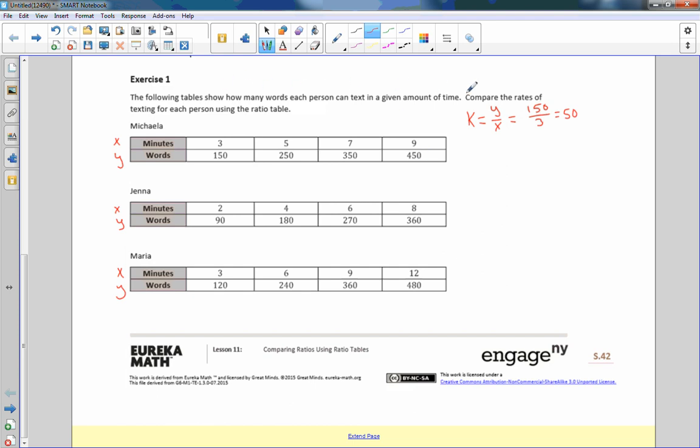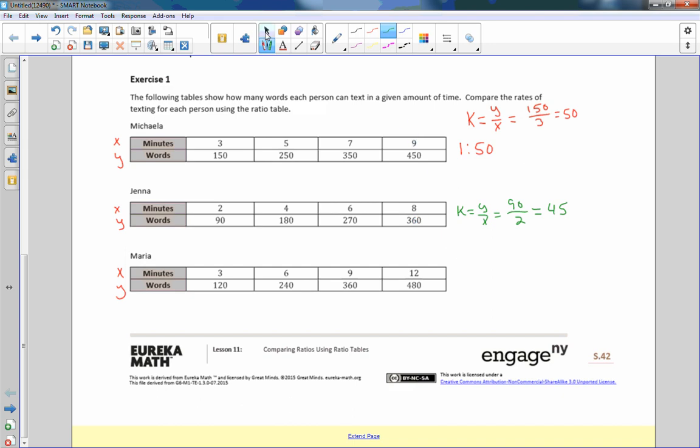So it says compare the rates of texting for each person using the ratio table. So I have now determined that the first person, for every minute texting, can text 50 words, 1 to 50. I reduce this down. So now I'm going to look at this one. K equals y divided by x. Y is 90, x is 2. Half of 90 is 45. So 45 times 4 is 180, 45 times 6 is 270, 45 times 8 is 360.